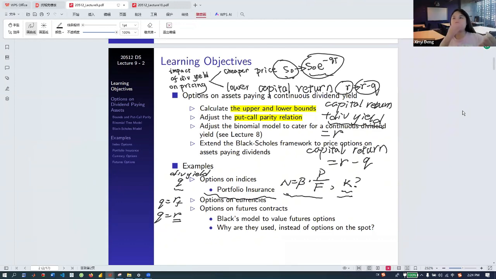Then for the second intuition, it's just a realistic scenario. So you just start at S0. Now the capital return is reduced by the dividend yield. So instead of R, now the capital return is total return minus dividend yield, therefore R minus Q.